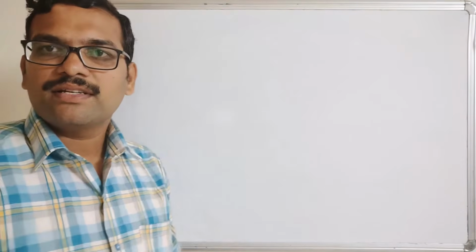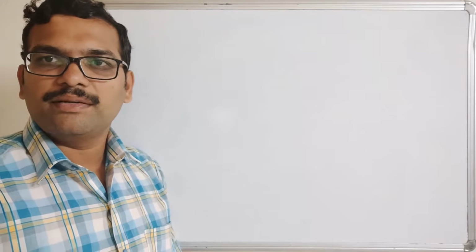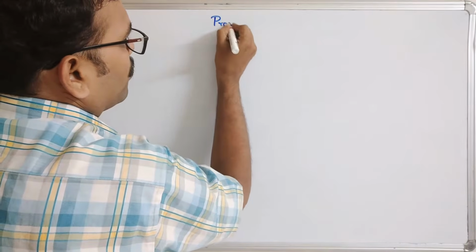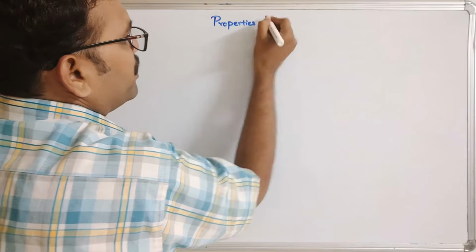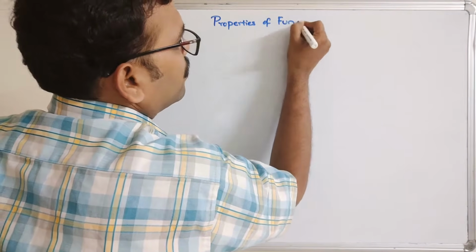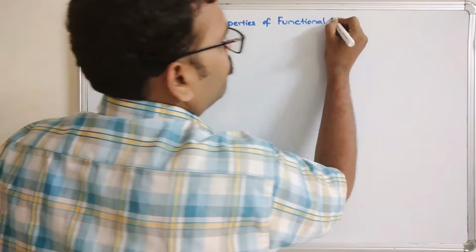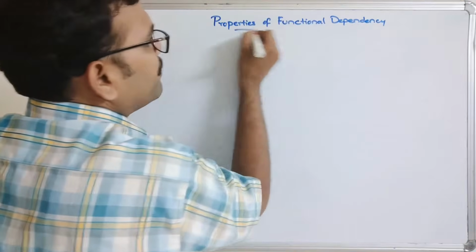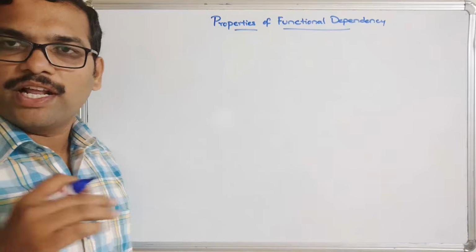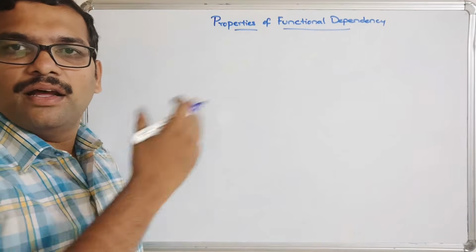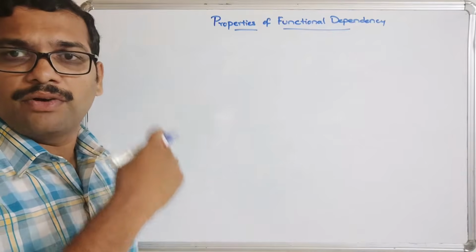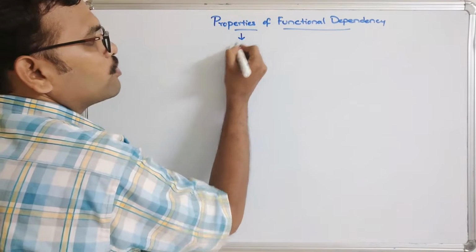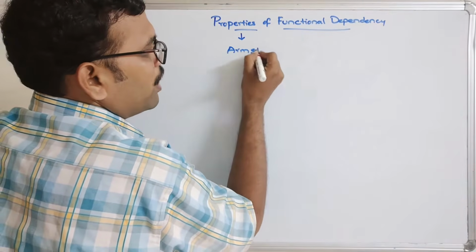So in today's session we'll discuss one more topic in DBMS, that is properties of a functional dependency. In the previous session we discussed what exactly a functional dependency is, and the anomalies which we covered. Here we will go with the properties of functional dependency, and these properties are also known as Armstrong axioms.